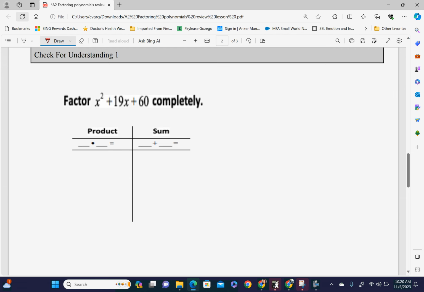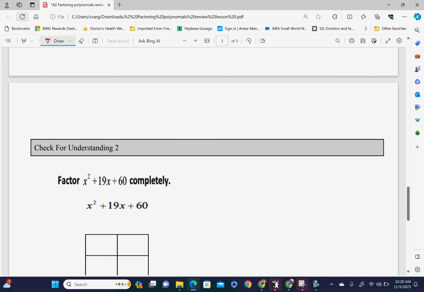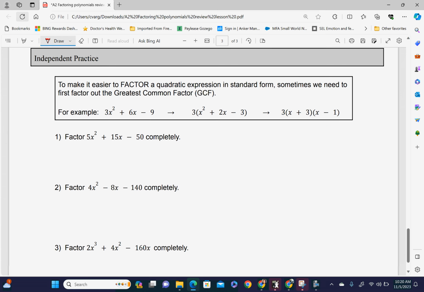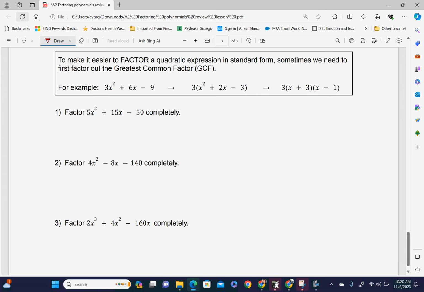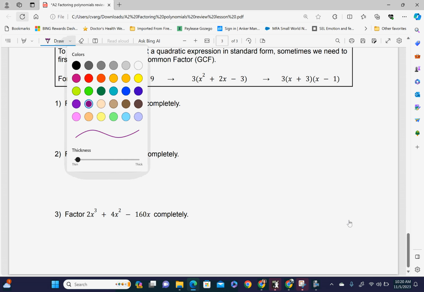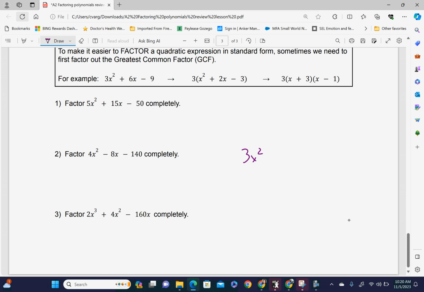So we want to do some checks for understanding. All right. So there's two of them there. So try those yourself. And then this is some independent. This is now combining. So I'm going to just do this one right here for you. 3x squared plus 6x minus 9. So we'll start off pretty basic. Okay. So we have 3x squared plus 6x minus 9.